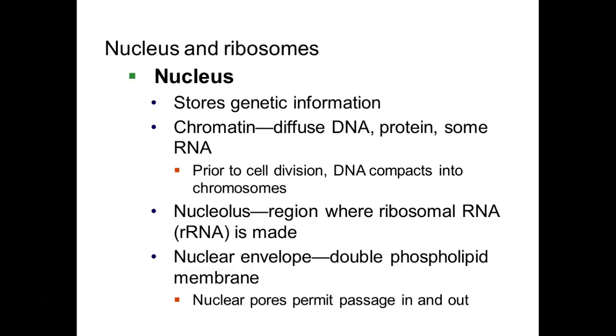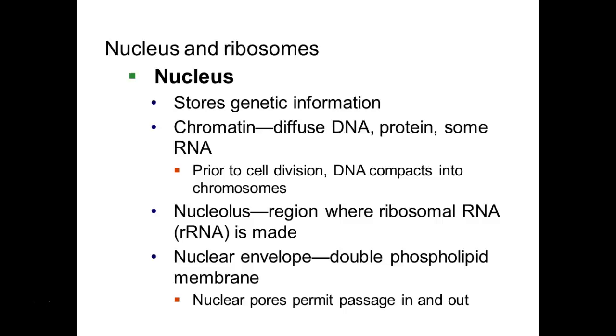So chromosomes, as we'll be learning later, are actually just very tightly coiled chromatin. And remember, we have 46 linear chromosomes. Eukaryotes have linear chromosomes. Bacteria have circular chromosomes.